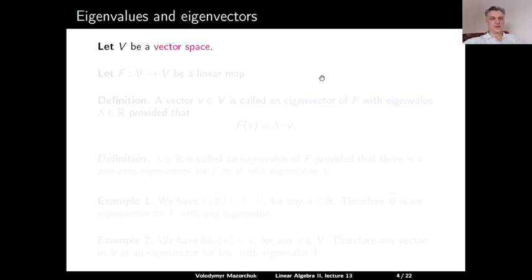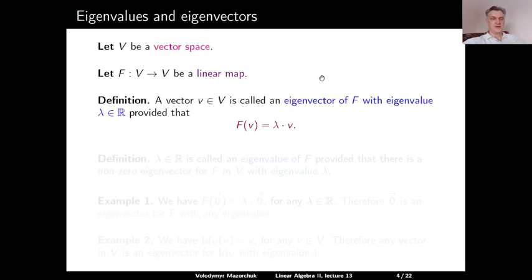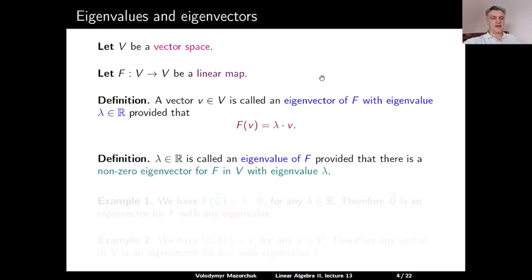Let V be a vector space and F a linear operator on V. Definition: a vector V in V is called an eigenvector of F with eigenvalue lambda, which is a real number, provided that F of V is equal to lambda times V. Another definition: a real number lambda is called an eigenvalue of F, provided that there is a non-zero eigenvector for the operator V in V with eigenvalue lambda.